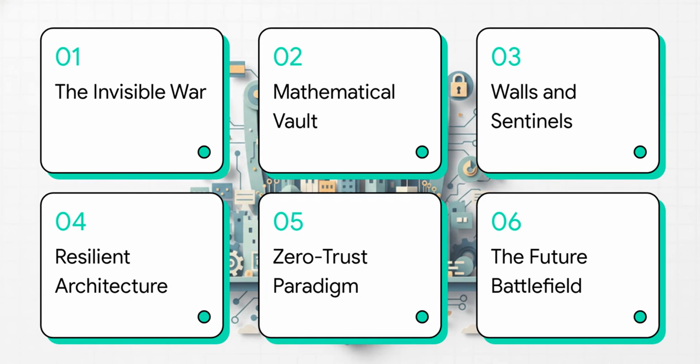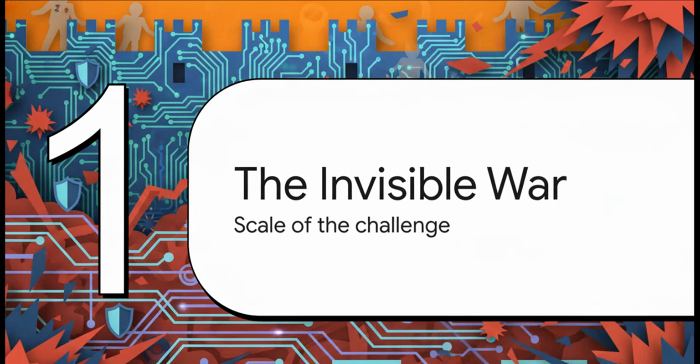So, here is our architectural blueprint for today. We're going to build up our understanding layer by layer. We'll start with the invisible digital war, move into the vault for mathematical encryption, construct our walls and sentinels, examine the architecture of resilience, shift over to the zero-trust paradigm, and finally, look ahead at the future battlefield. All right, let's dive right in with part one, the invisible digital war.